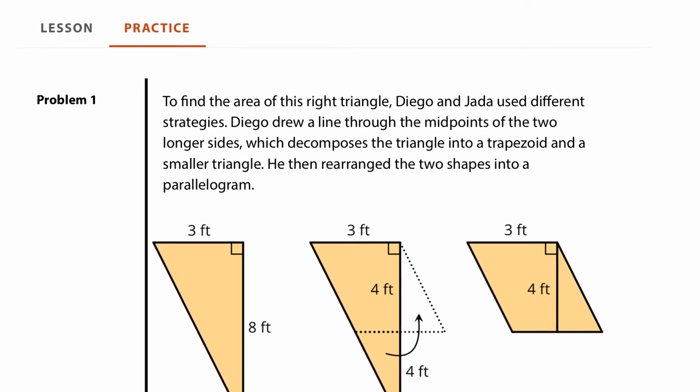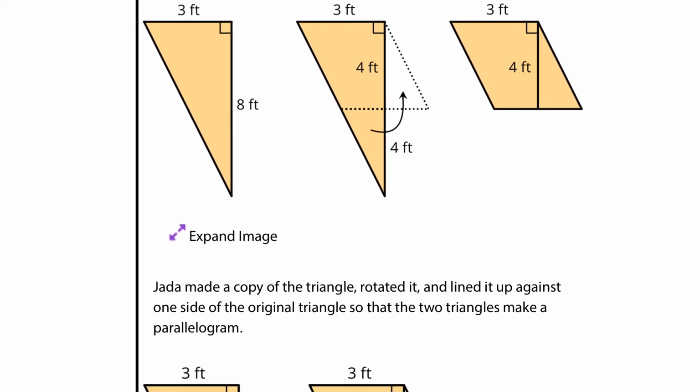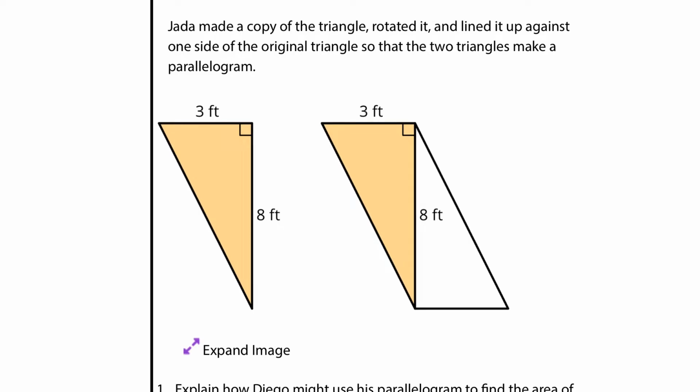In problem 1, to find the area of this right triangle, Diego and Jada used different strategies. Diego drew a line through the midpoints of the two longer sides, which decomposes the triangle into a trapezoid and a smaller triangle. He then arranged the two shapes into a parallelogram. Jada made a copy of the triangle, rotated it, and lined it up against one side of the original triangle so that the two triangles make a parallelogram.